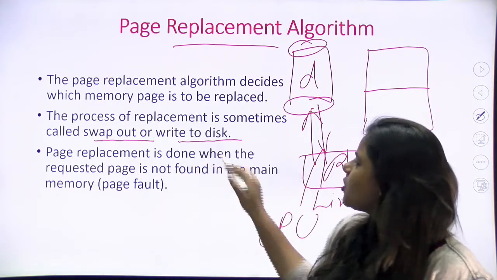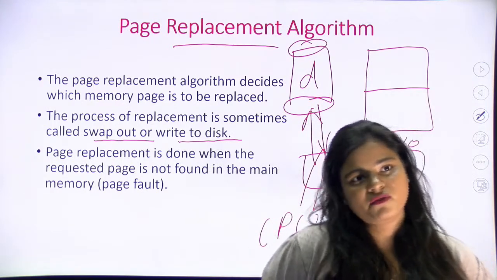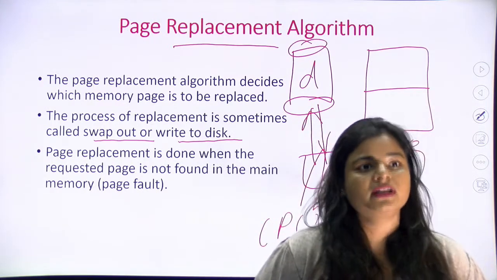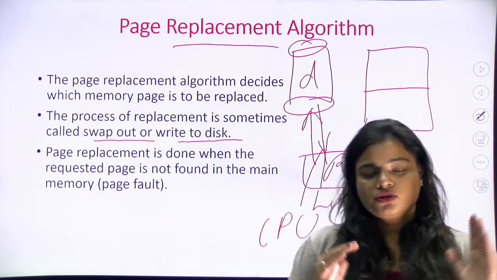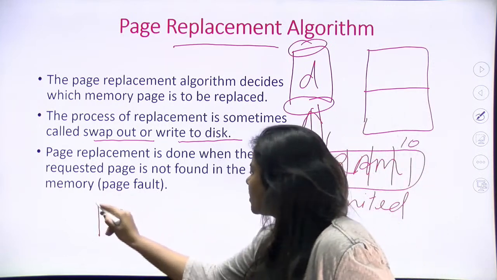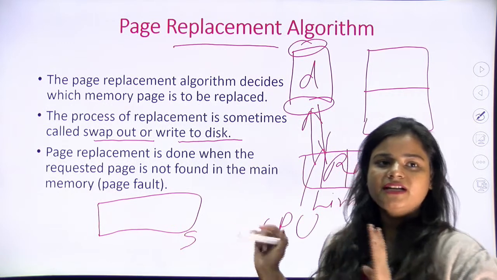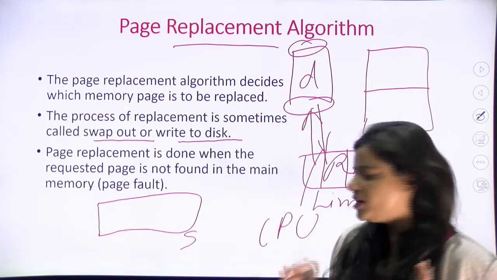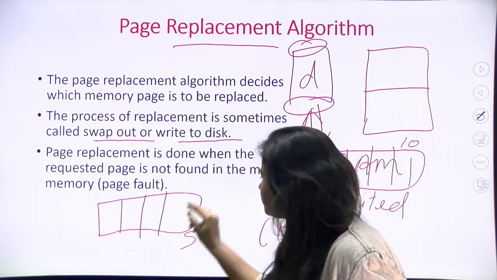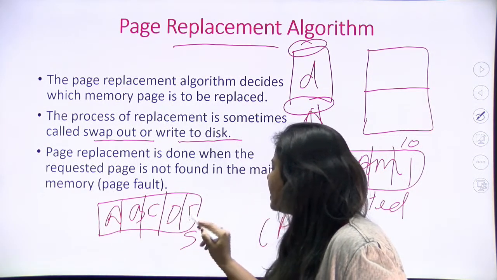So this is the process of replacement. Now page replacement is done when the requested page is not found in the main memory, a page fault. So let's take a very good example. I am having a storage of 5 pages. This is my main memory and it has the capacity of holding 5 pages at one time. And it is holding 5 pages: A, B, C, D and E.